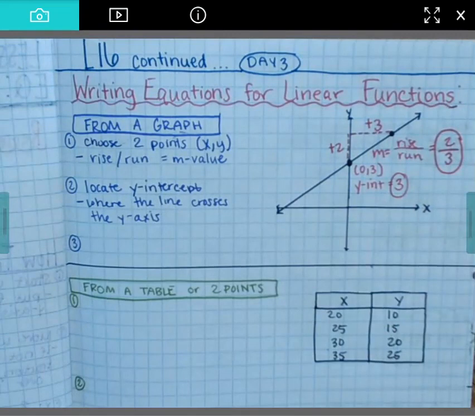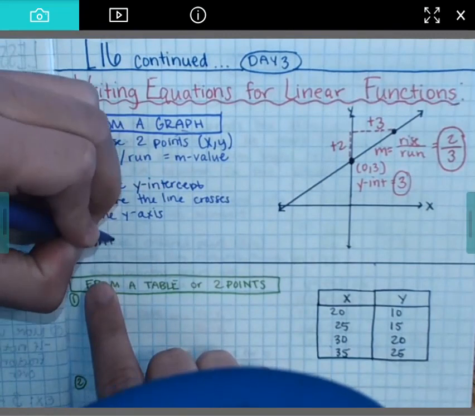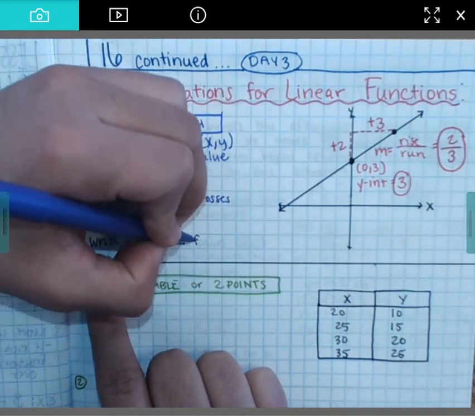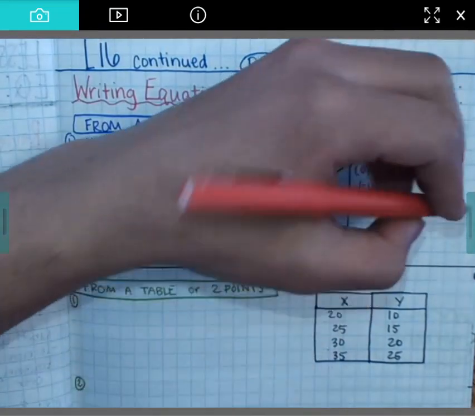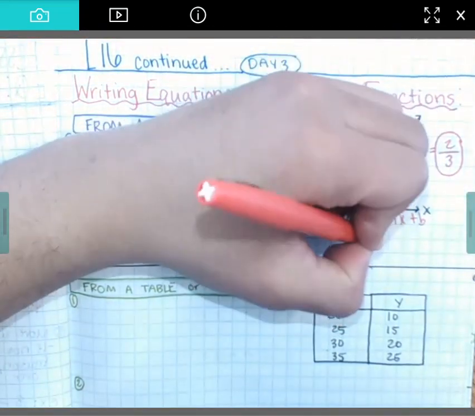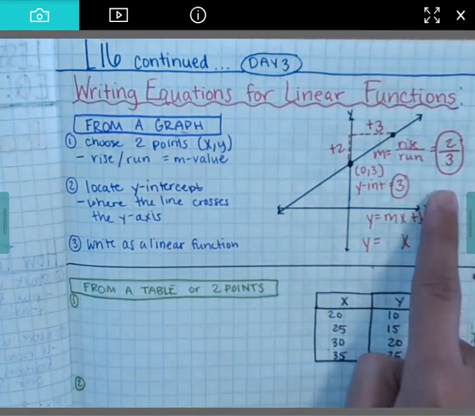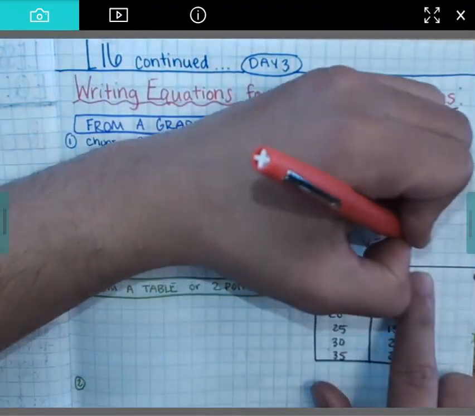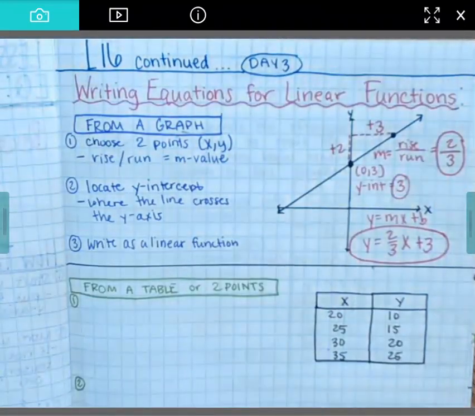All right. Our last step is we need to write this as a linear function. So that means y equals mx plus b. If we have y equals mx plus b, we're not going to fill anything in for y or for x. We're going to fill in our m value and our b value. So our m value was 2 over 3, and our y-intercept was plus 3. So there's our equation from that graph.